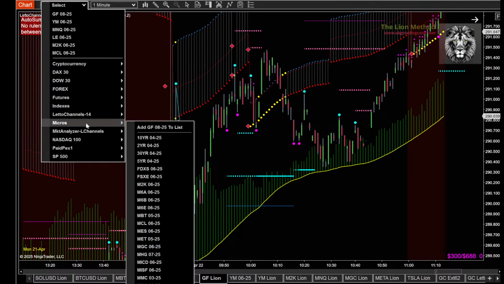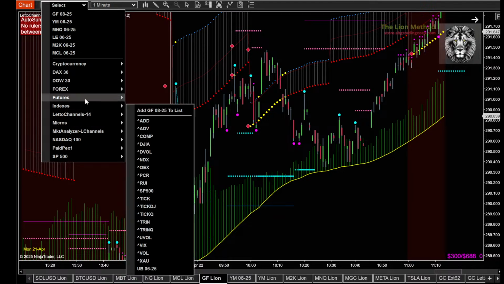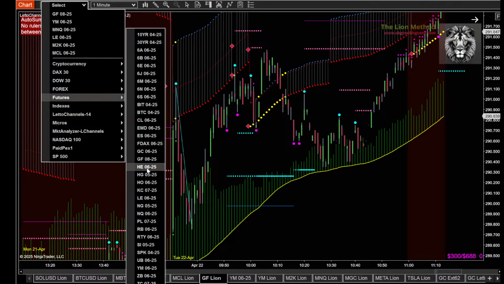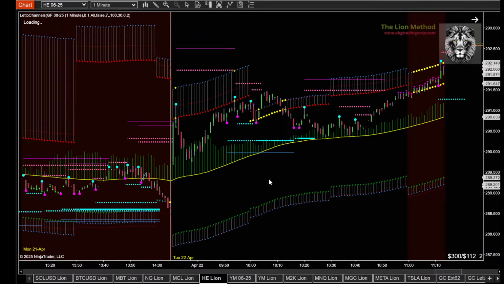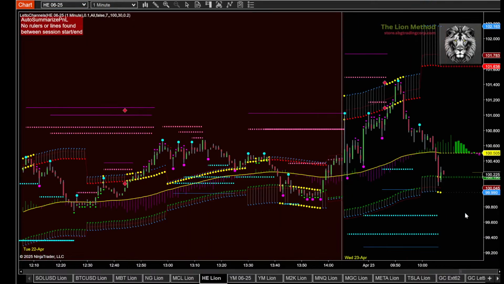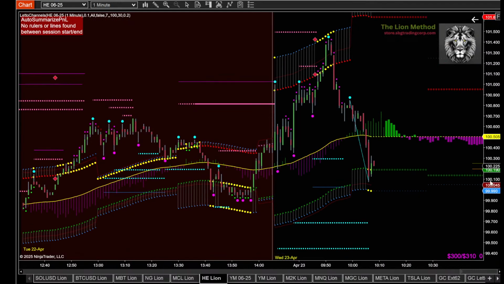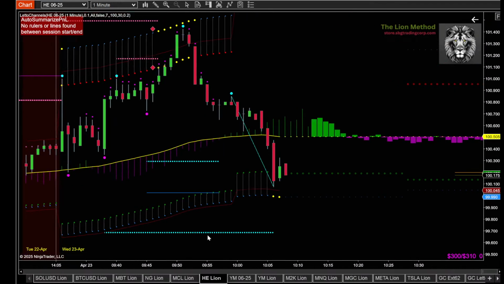Let's do one more of the meats, guys. Let's take a look at live hogs. HE had a good trade, live hogs. Short right there when it hits, boom, we're overbought. Short here, and we're target out right there. That's a good move.